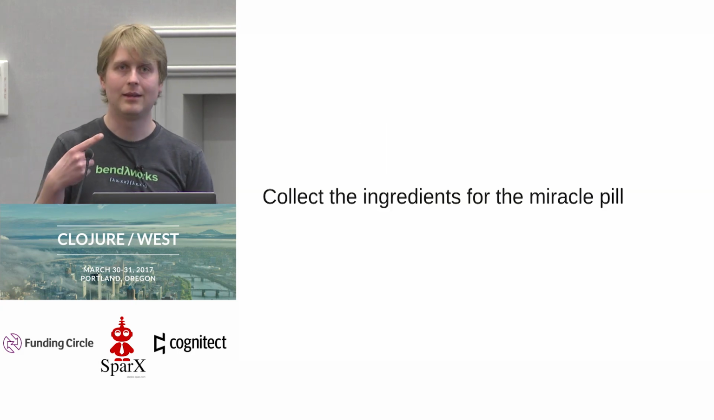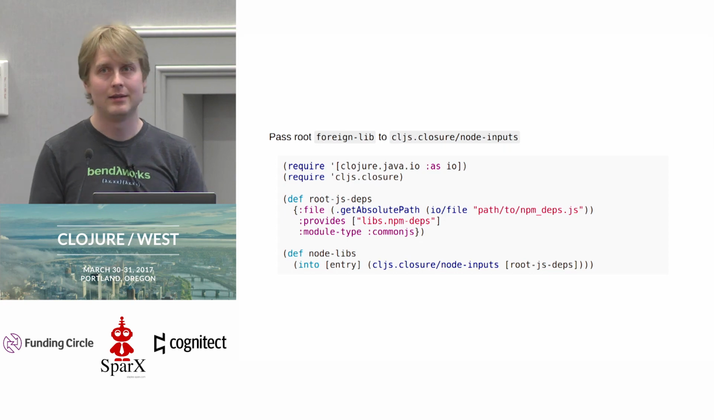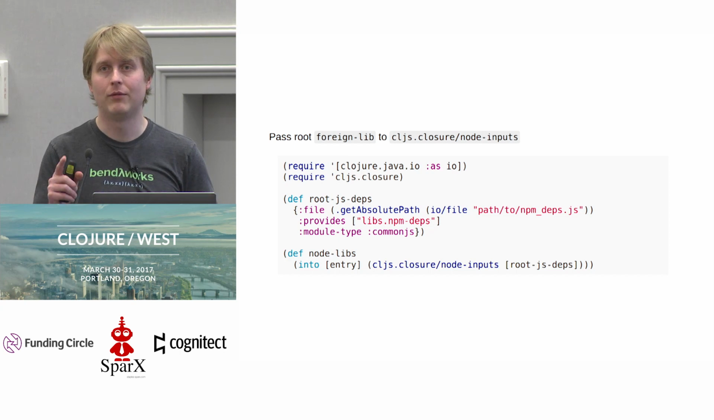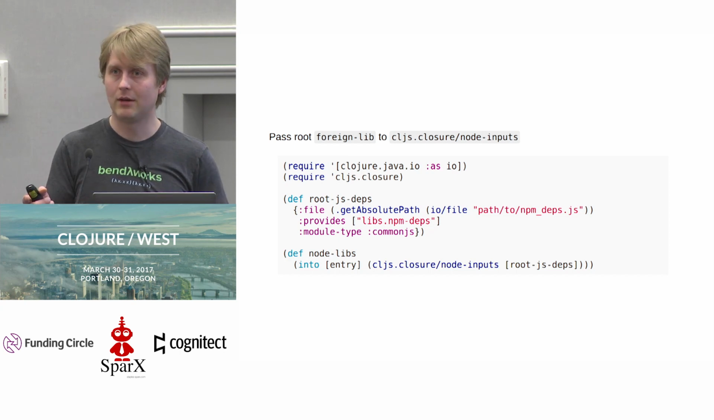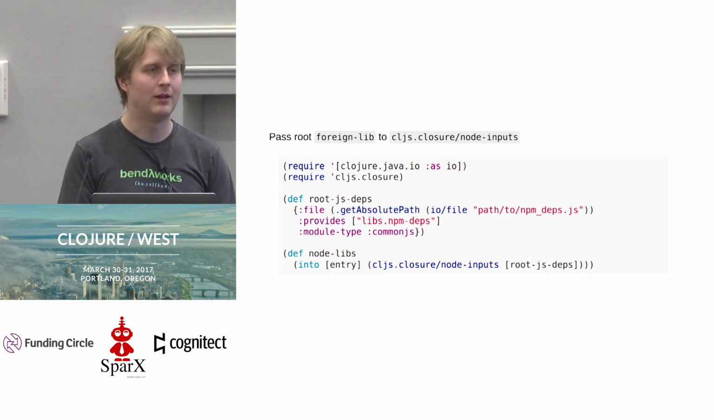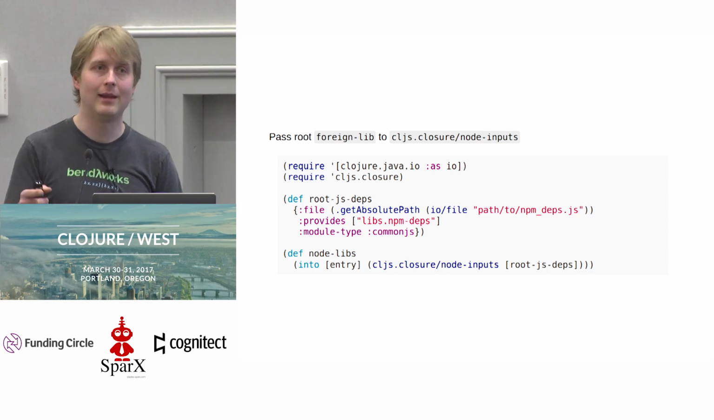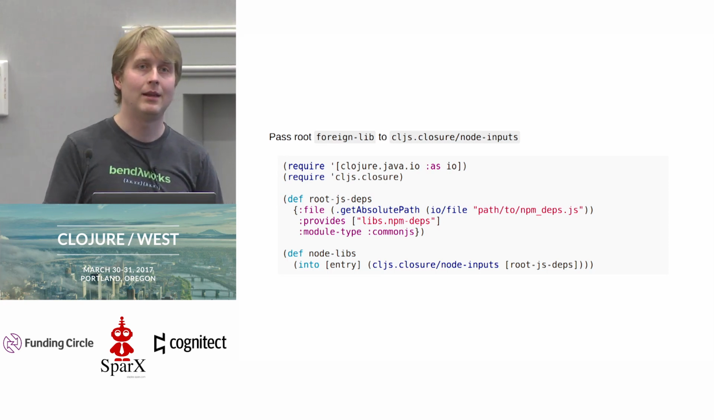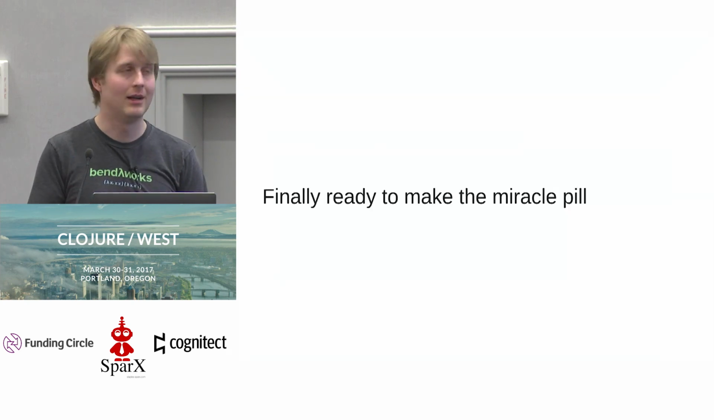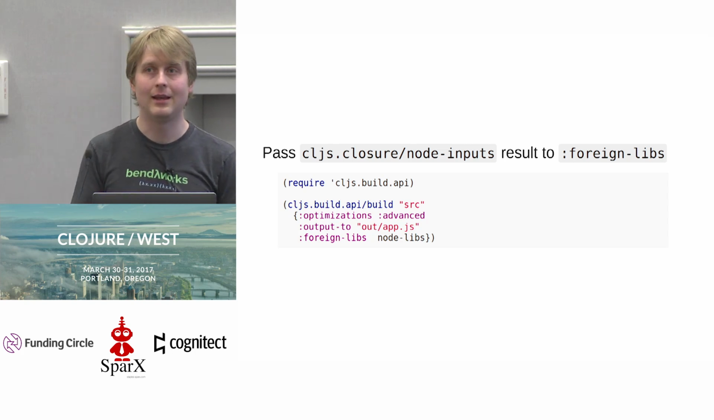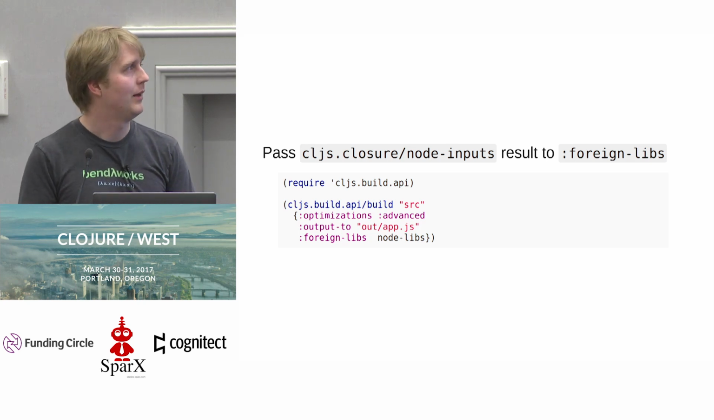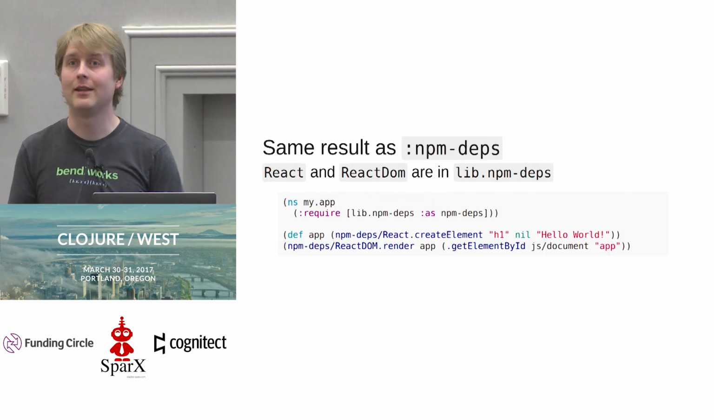And then we need to collect the ingredients for a miracle pill. And this is done by passing our root foreign lib into cljs.closure/node-inputs. And we just specify where our root foreign lib is located, here's the namespace, and that it's a CommonJS module, and then pass that into node-inputs. And then finally, we're ready to create the miracle pill: we take the result of node-inputs and pass that into the foreign-libs compiler option of our build. And then we get exactly the same result as npm deps.